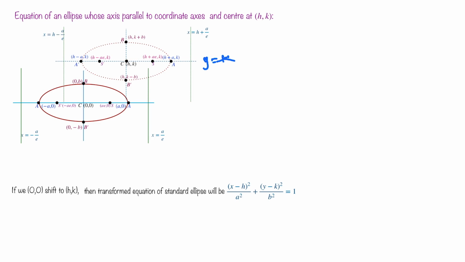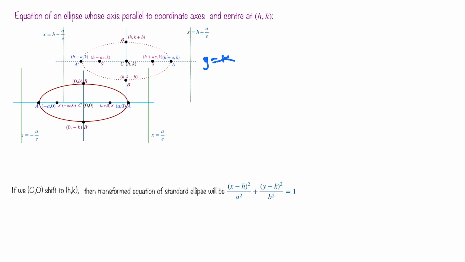Now here, everything got transformed. The center (0, 0) transformed to (h, k). This focus (a, 0) transformed to (h plus a, k). This vertex a transformed to (h plus a, k). This vertex b transformed to (h, k plus b). And this directrix x equal to a by e transformed to x equal to h plus a by e. So we can see all these things.